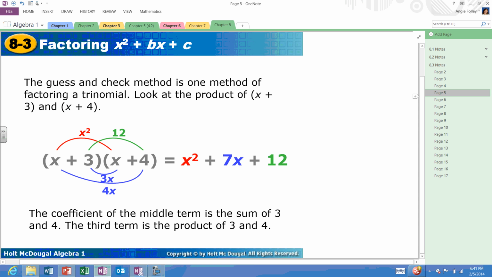The best method for this is the guess and check method, okay? You still have to kind of know what you're doing to an extent, but you're going to guess and check your answers. So we're going to look at the product of x plus 3 and x plus 4.